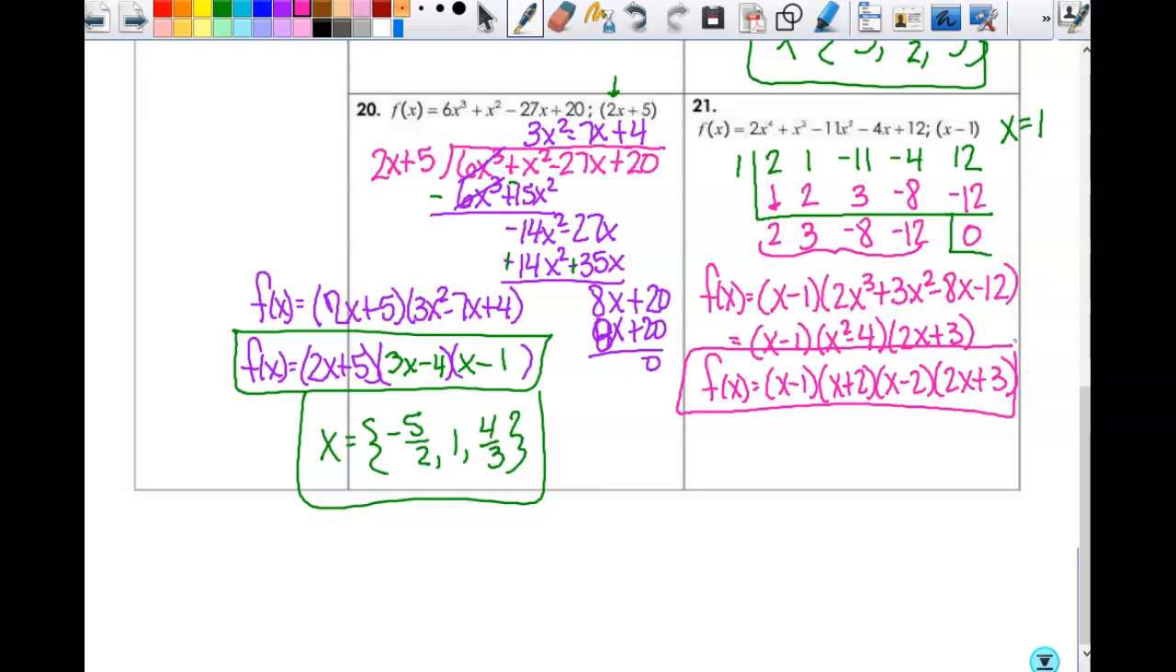When you're done with your factoring, notice that this was a quartic, so make sure you have 4 down here and that you didn't lose 1 along the way, okay? Everybody okay with all that? And factor that? Awesome.